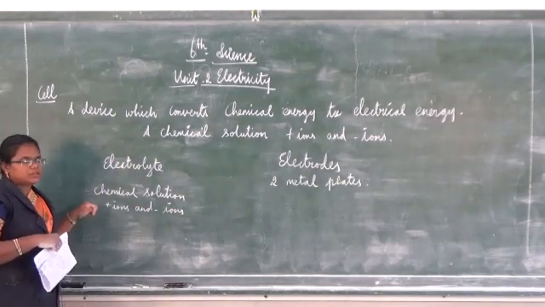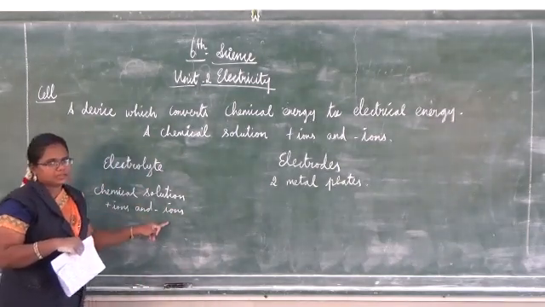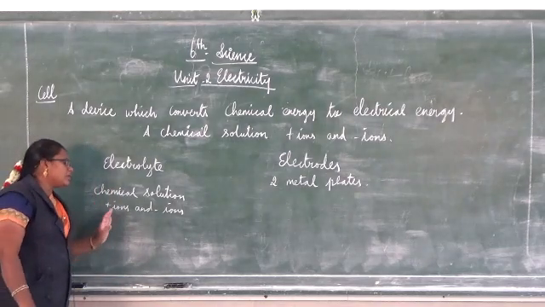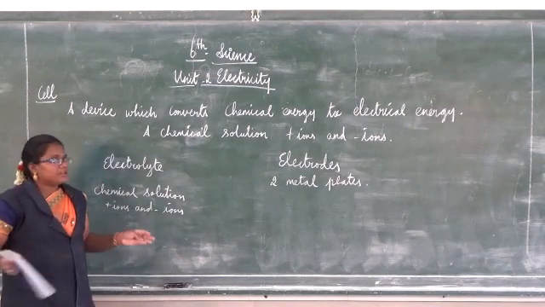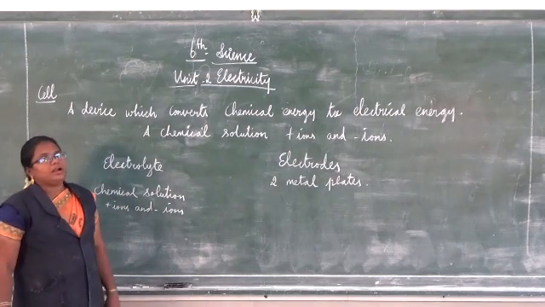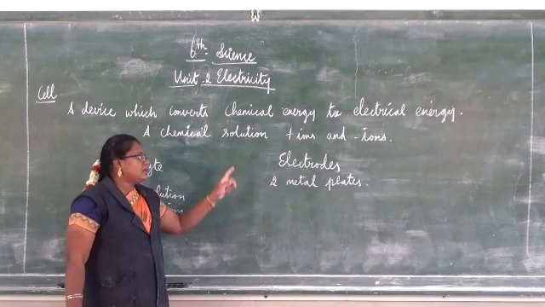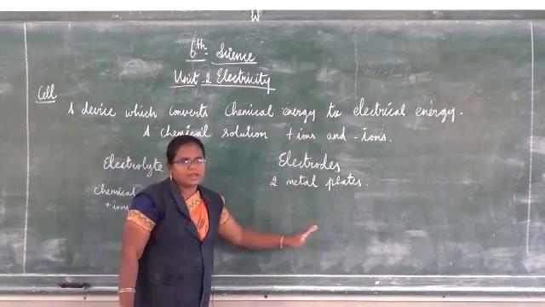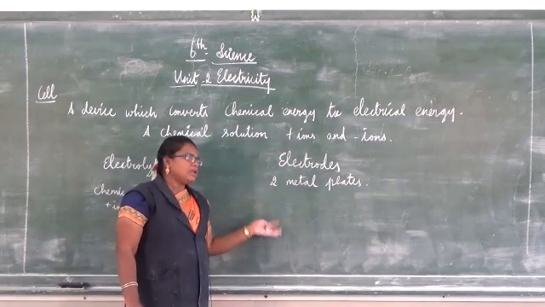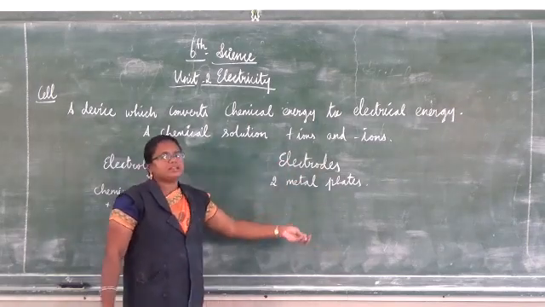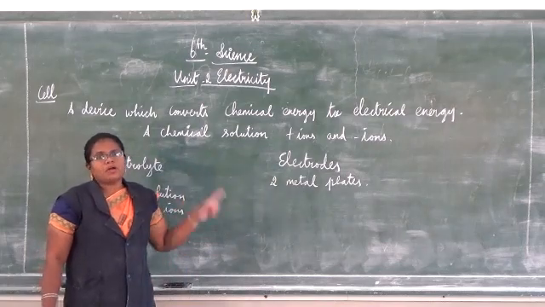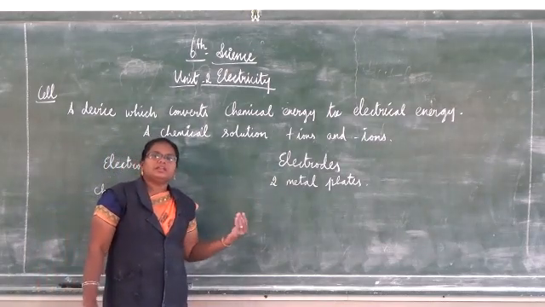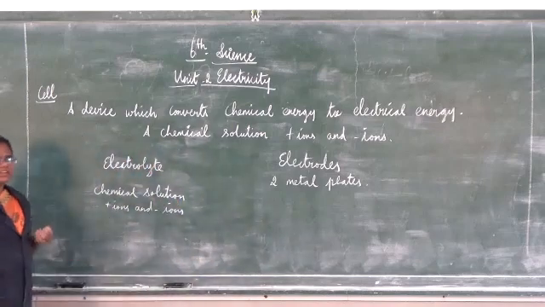From this chemical solution, positive and negative ions are there. When there is a flow of electric current, what happens? These positive and negative ions will split. That split one, when there is a passage of current, will go and deposit in one of the plates. Positive will deposit in one plate and negative in the other plate, and the circulation of ions keeps going. That only leads to the passage of electric current.